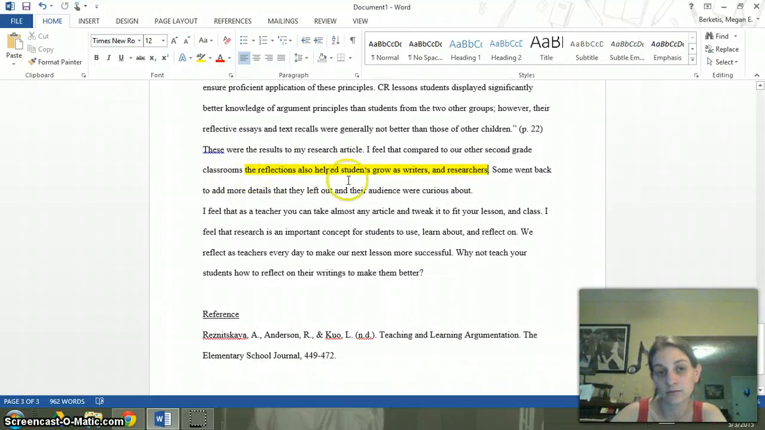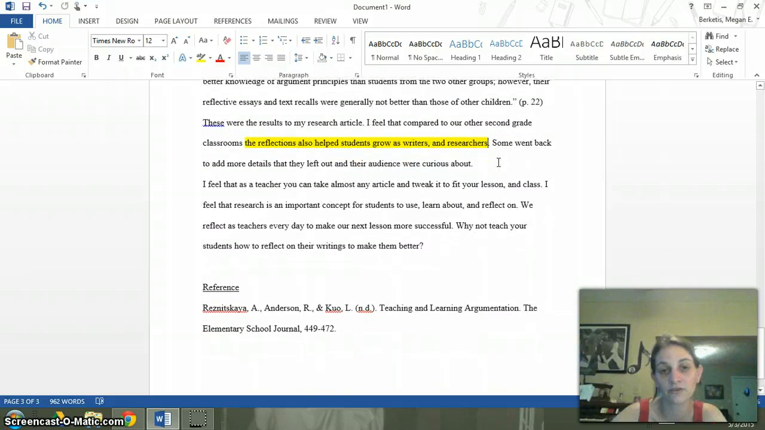And that reiterates this idea right here that the reflections also help students grow as writers and researchers. Reflections are really important, and I don't think they get to do that kind of thing enough. And they just finish an assignment and then put it away back on the back shelf of their brains, and they never go back and look at the actual process of it rather than the product. So this was a strong piece to show that.